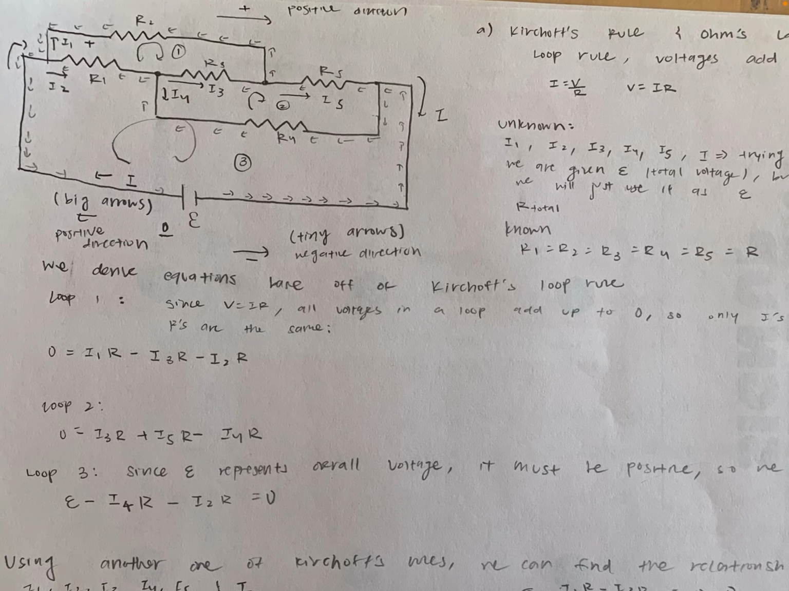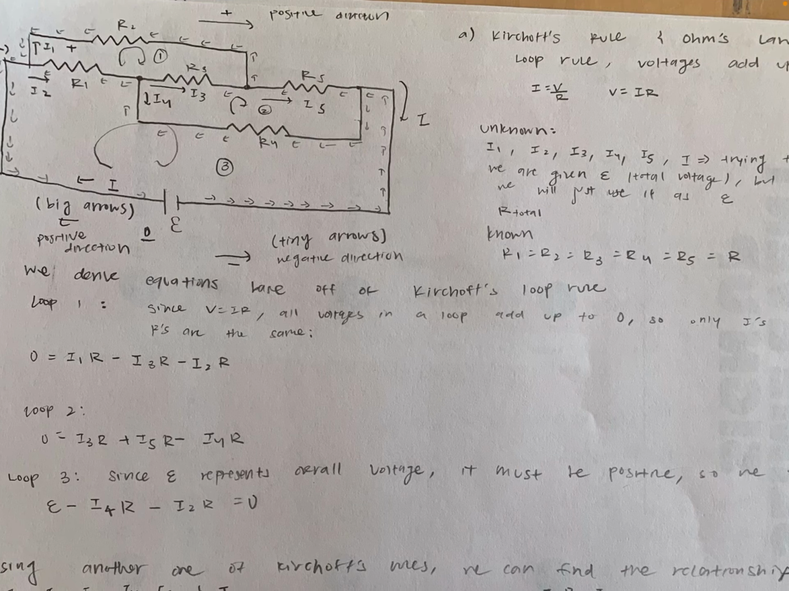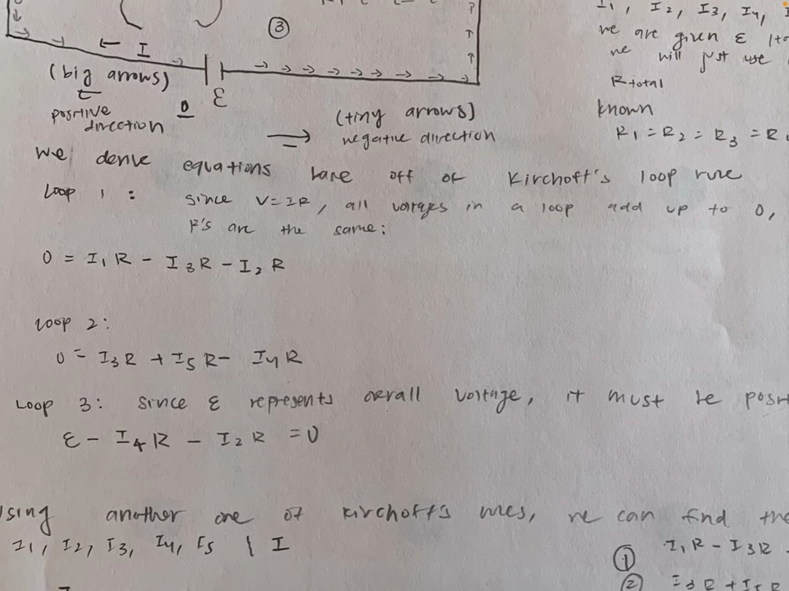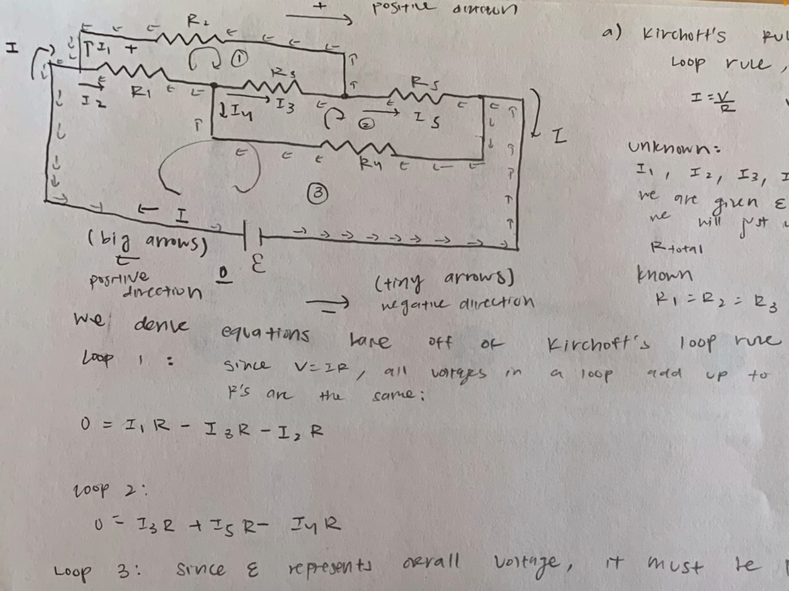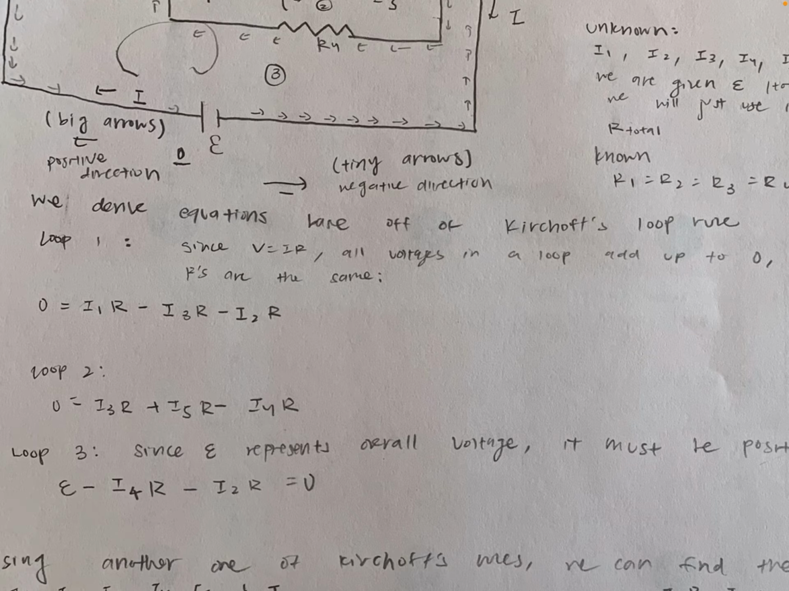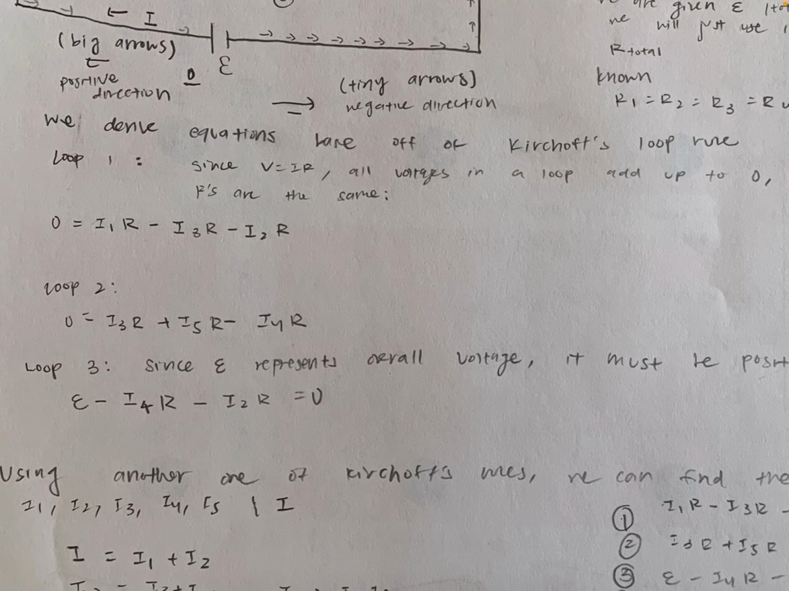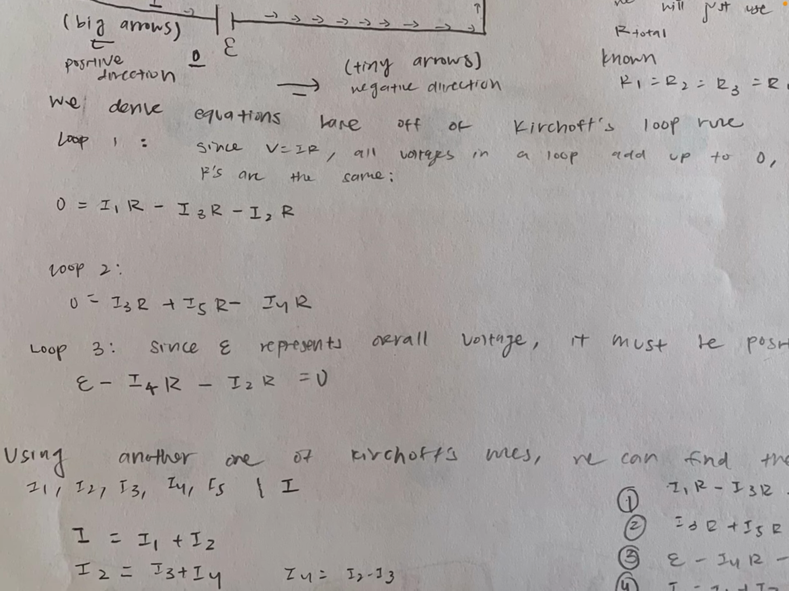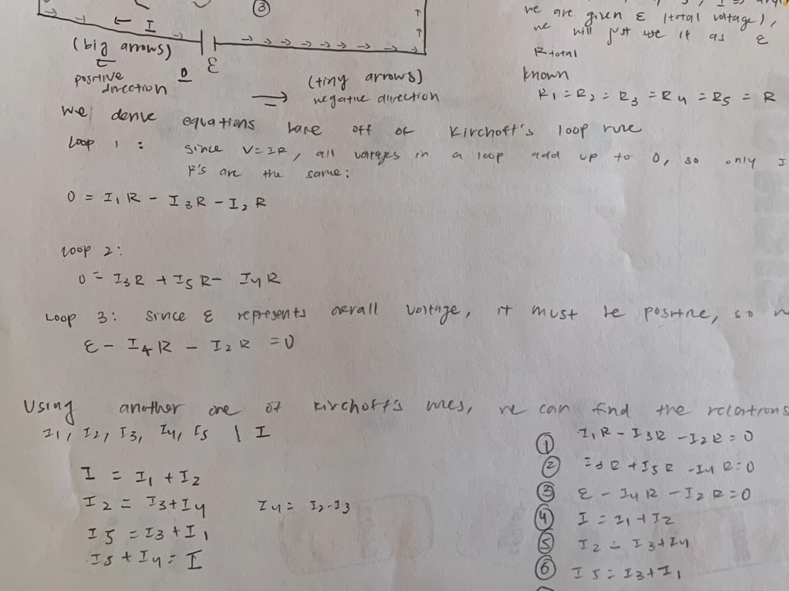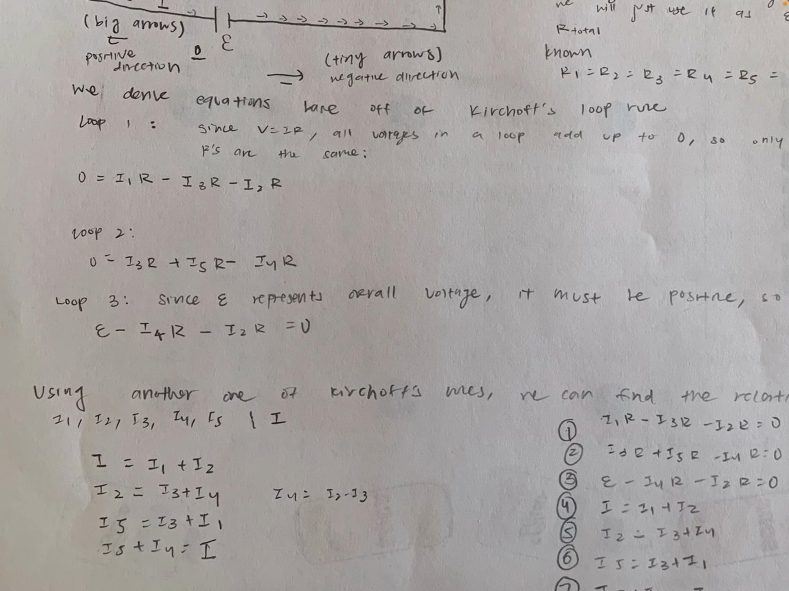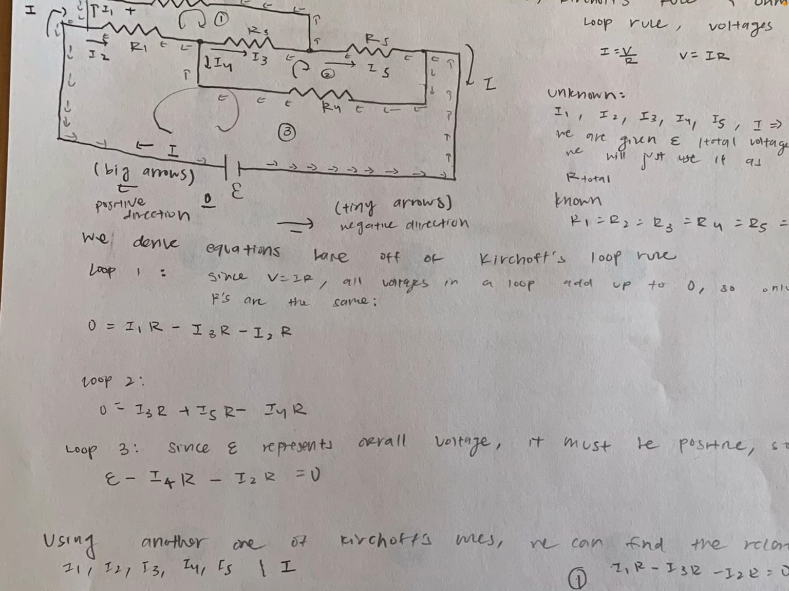So we could first derive the equations based off of Kirchhoff's loop rule. Here I drew 3 loops, 1, 2, and 3, and I'll just write the equations. In the entire loop, all the voltages will add up to 0, so it will travel the positive direction and the negative direction. So I1R minus I3R minus I2R is equal to 0 for loop 1. Loop 2 is I3R plus I5R minus I4R equals 0. And for loop 3, since E represents the overall voltage, it must be positive, so we set E minus I4R minus I2R equals 0. If you look at the diagram, you could follow the different arrows and the loops, and then you'll get these equations.